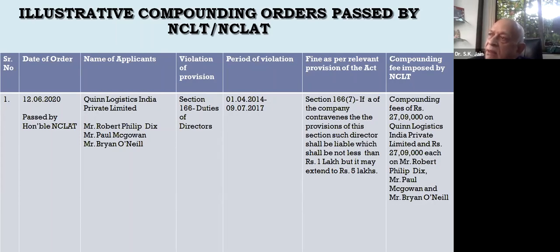Now, in one case, the application was filed. There were 7 directors, and the compounding application was filed only by 5. When I appeared before the regional director, he told me, Mr. Jain, you have filed the application only on behalf of 5 directors. Those 2 directors, if it is not compounded, will face the prosecution, or they have to come again for compounding.